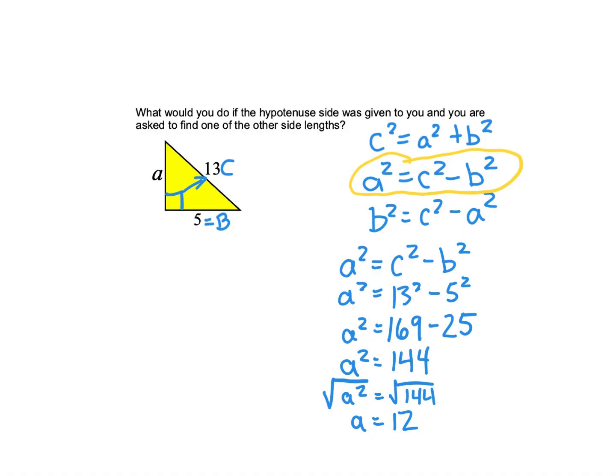And that fits. This side length here is fairly long, but not longer than the 13. So the hypotenuse is still the longest, and we found the missing values.